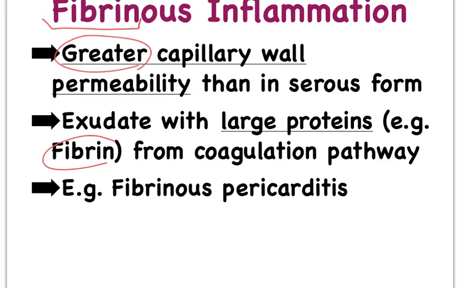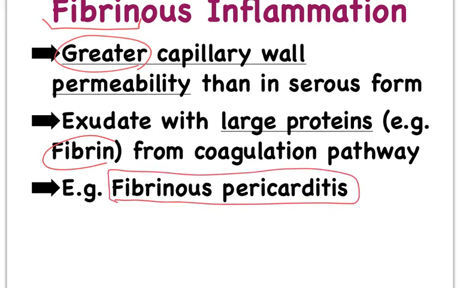And a good example is an inflammation of the serous membranes of the heart, called the visceral and the parietal pericardium. And when they become inflamed, we call that pericarditis. And so it's typically going to be fibrinous pericarditis.